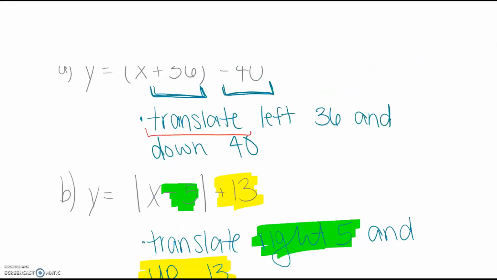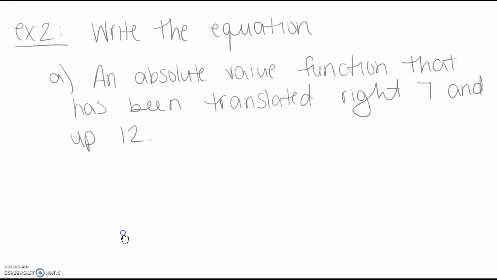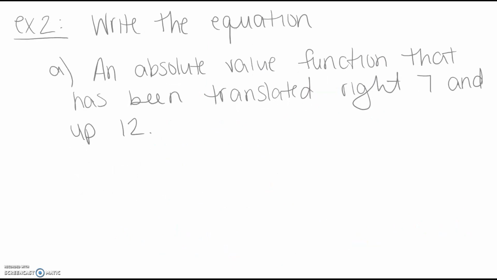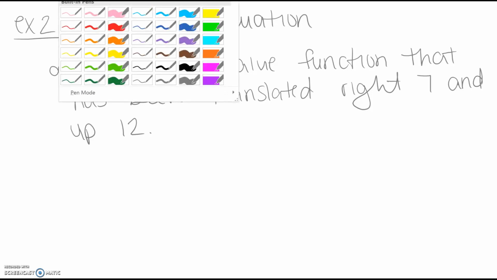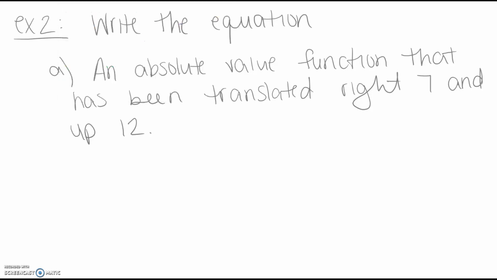All right, let's do another kind of example. Write the equation. So here I give you a description and you need to write the equation. So, an absolute value function, okay, so immediately you should be thinking y equals the absolute value of x, because that's the parent. That has been translated right 7.